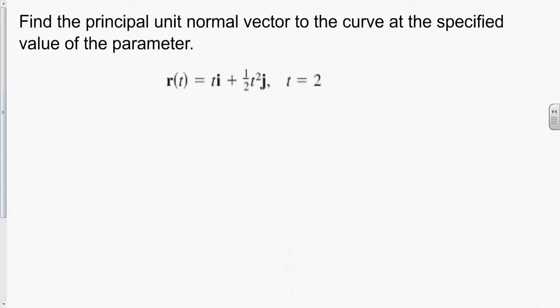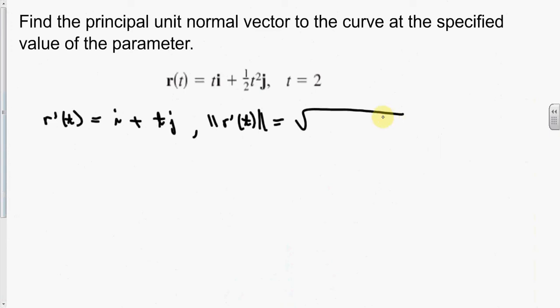So now we find the principal unit normal vector. So we find r prime of t. That's i plus tj. We find its norm. That's the square root of 1 plus t squared. Okay? Everybody with me on that?